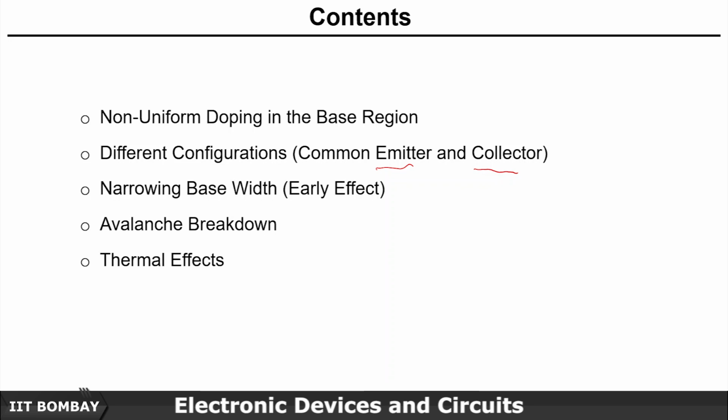Then we will talk about avalanche breakdown. We discussed avalanche and Zener breakdown in the context of the PN junction diode, and as we know, in NPN or PNP transistors, the second junction is reverse biased. So one can ask, will avalanche breakdown happen here or not? And lastly, we will talk about the thermal effects. What are the right conditions to operate the transistor, and what is the impact of heat on the parameters of the transistors? So let's talk about the first topic, non-uniform doping in the base region.